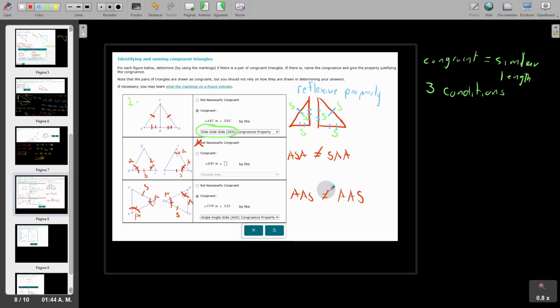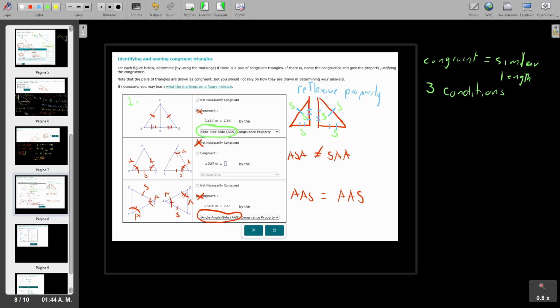I put it that is not the same, but yes, they are. Angle, angle, side, angle, angle, side. So we know that they are congruent, this one here, but also by the property of angle, angle, and side. Now, how do we name these conditions?